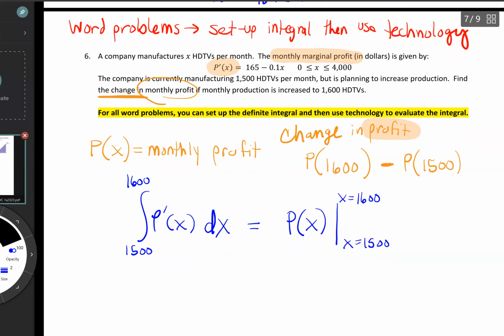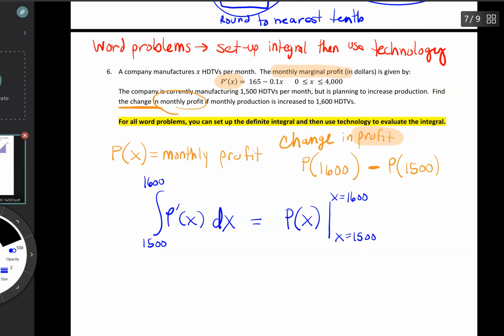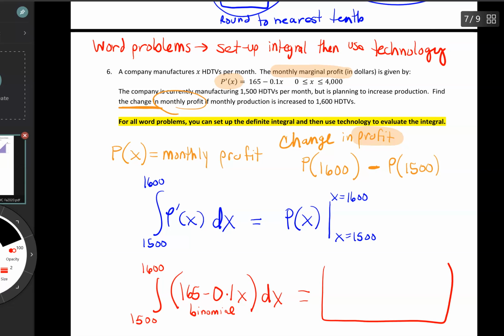So all I need to see for you to get credit for this is this problem right here. I'm going to write it in red. This is what I would need to see: 1,500 to 1,600. Then put your P prime rule in there. Put it in parentheses because it's a binomial. dx, and then the answer. And then interpret it, right? Because it's a word problem.